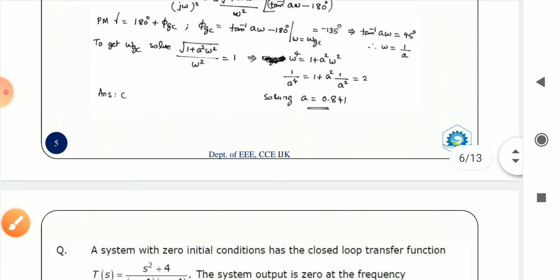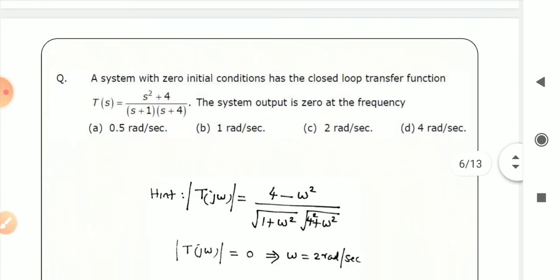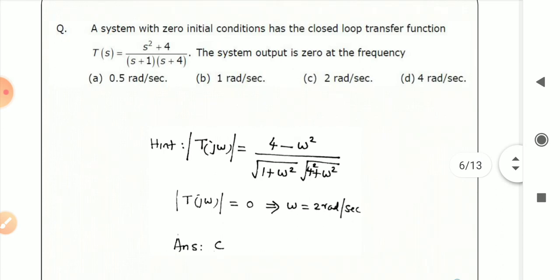Now coming to the next question, a system with zero initial conditions has the closed loop transfer function T(s) equal to (s square plus 4) divided by (s plus 1) into (s plus 4). The system output is 0 at the frequency.